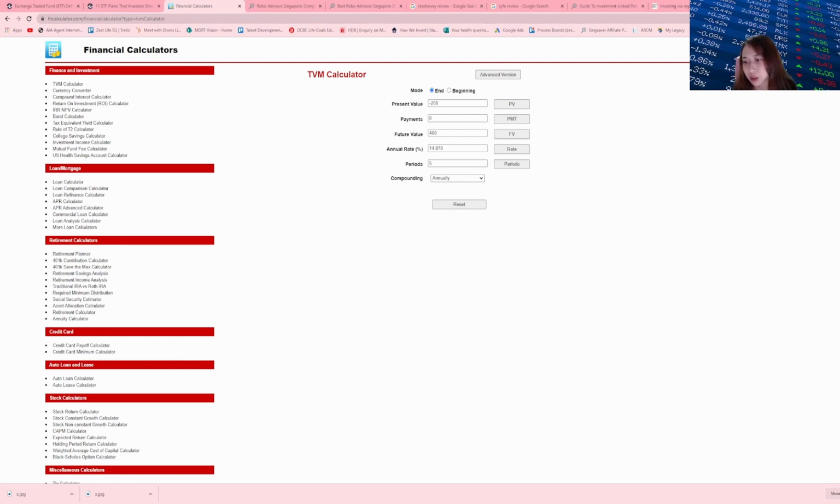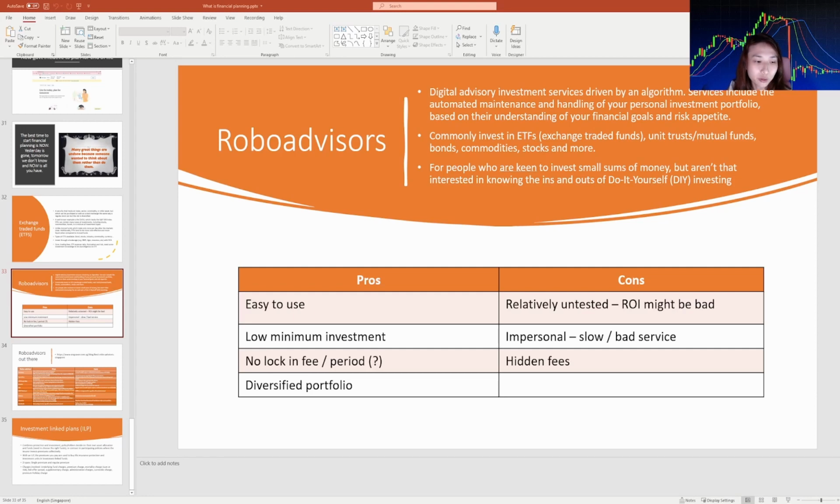Okay, now moving on to everyone's favorite topic, robo-advisors. So now it's the in thing to invest in robo-advisors. So what are robo-advisors? It's a digital advisory investment service driven by algorithm, basically an artificial intelligence that helps you do the investment strategy. It includes automated maintenance and handling of your personal investment portfolio based on the understanding of your financial goals and risk appetite.